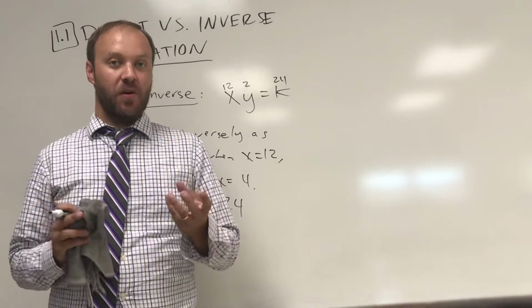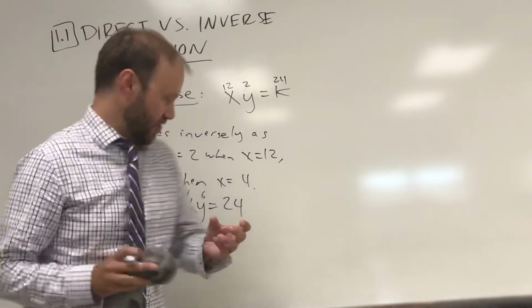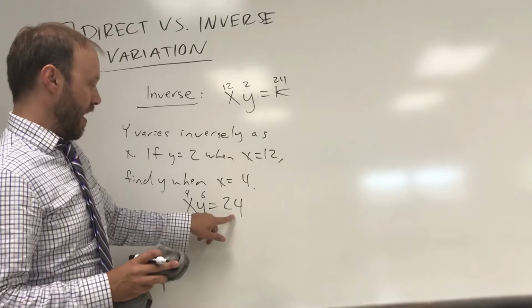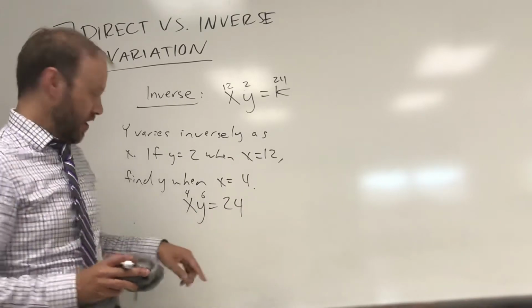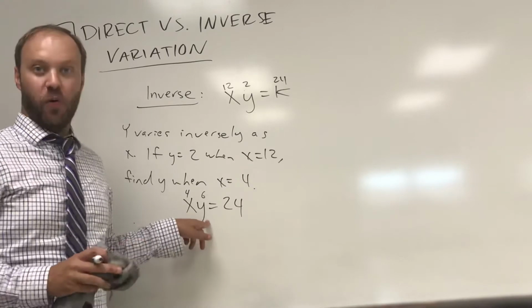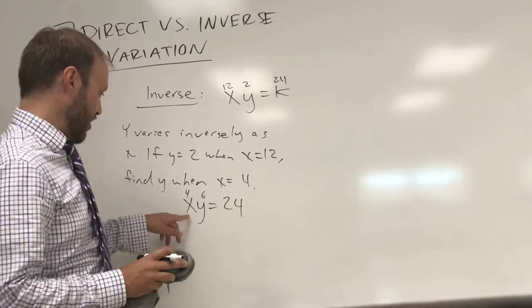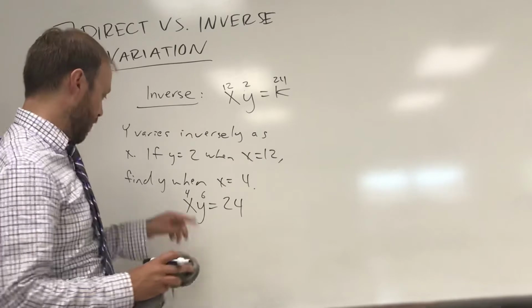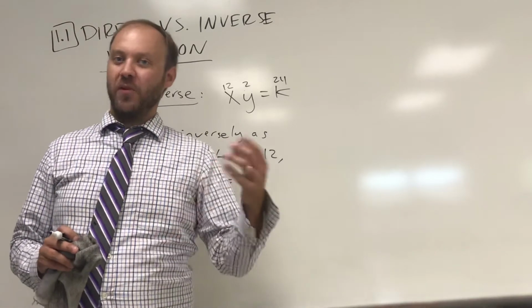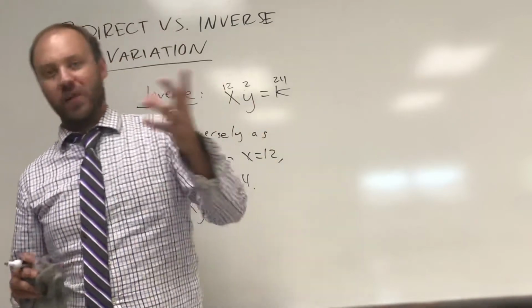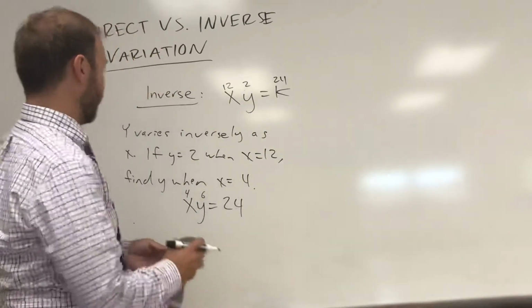This relationship is called inverse because you get a backwards relationship. If I'm going to keep getting the same product every time, as x gets bigger, y is going to have to get smaller. So if x is 1, y is 24. But if x is 2, y drops down to 12. And if x is 3, y drops down to 8, and so on. So as one variable increases, the other variable decreases, and we get this kind of reverse relationship.